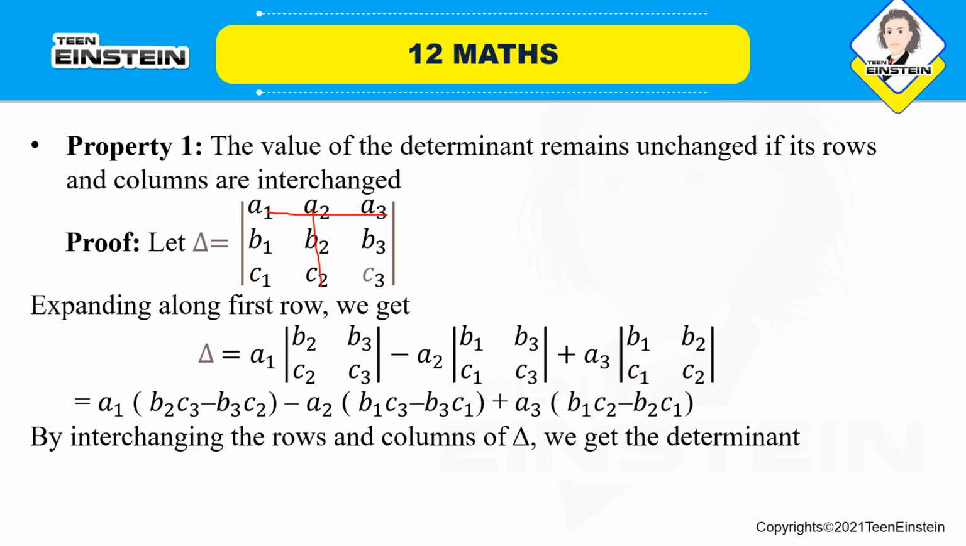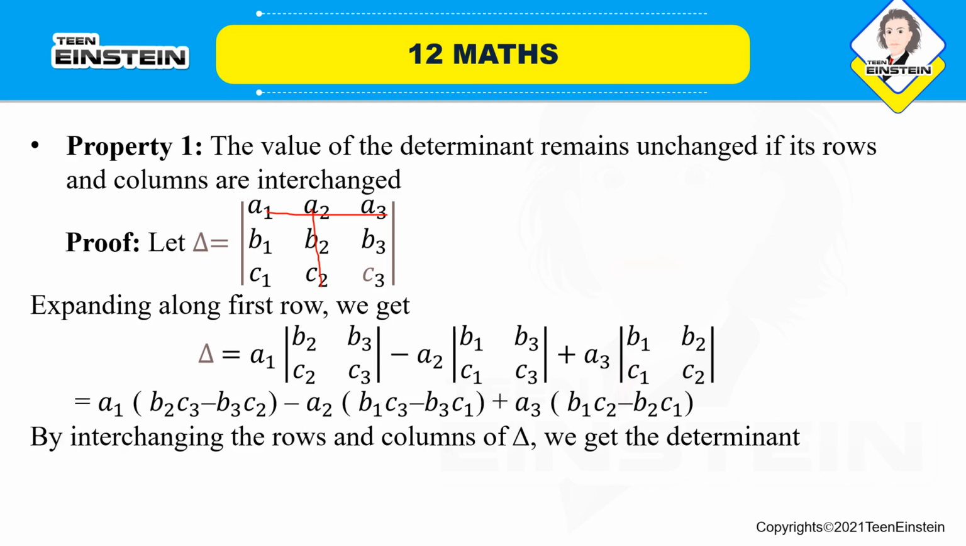Then in the 1, 3 position we have the element A3. For this position you will have a positive sign. So plus A3 into, if we delete the row and the column containing the element A3, then you will get the determinant B1, B2, C1, C2. This is also of order 2.